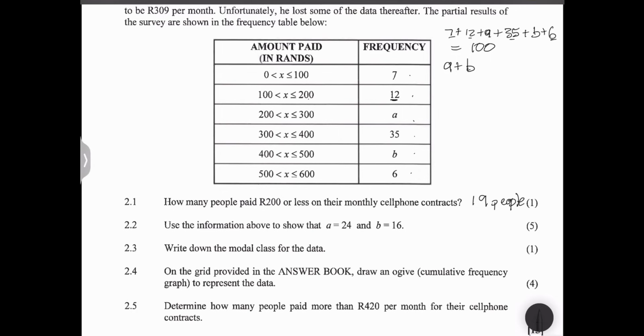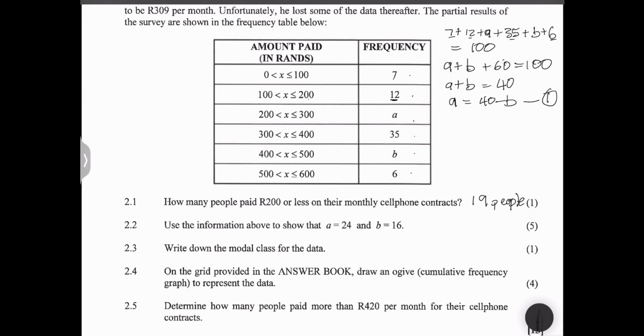35 plus 12 plus 7 plus 6. So that should give me 60, and this is equal to 100. So it means that A plus B is equal to 40. If I take that to the other side, it becomes negative. So we can even say A is equal to 40 minus B. So that should be our equation 1.